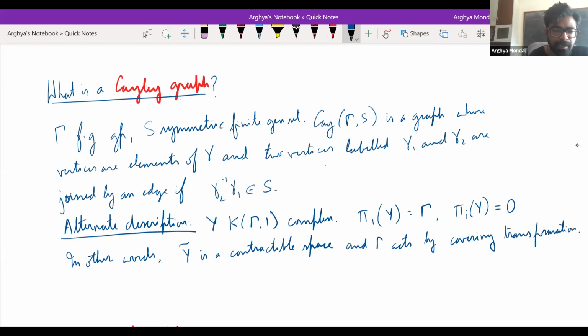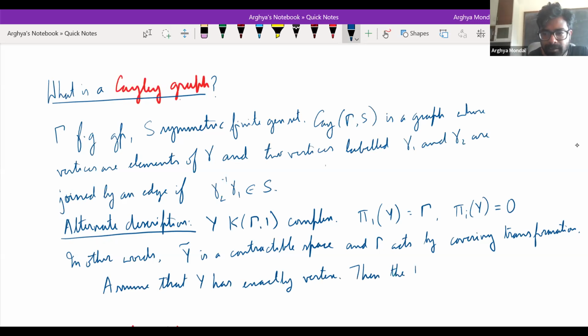And then if you look at the one skeleton, I want to put one more condition. Assume that Y has exactly one vertex. That is, its 0 skeleton consists of only one point. Then the one skeleton of the universal cover is a Cayley graph.